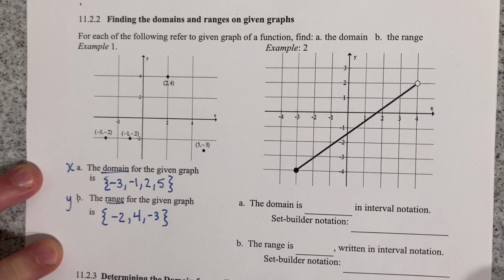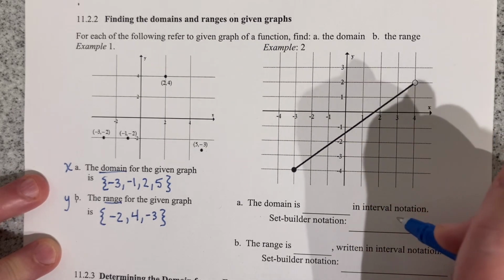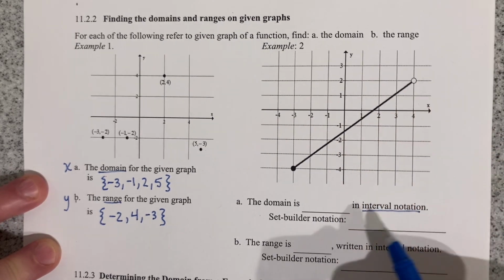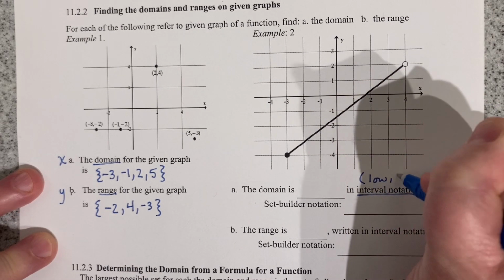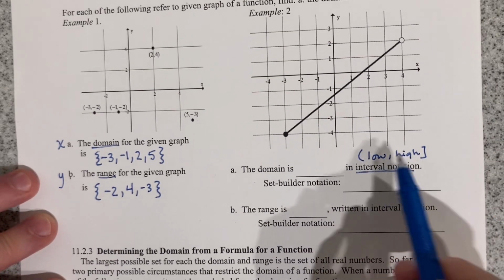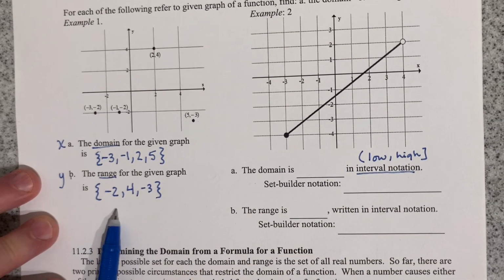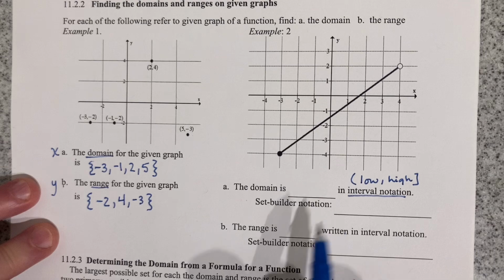Intervals, on the other hand, have to be in order. So intervals always go from low to high. So if it says interval notation like this next one, it has to be low to high. And maybe there's parentheses, maybe there's square brackets, but intervals have to be in order. Curly brackets don't, they're just a list of numbers. So let's do one where we need an interval.